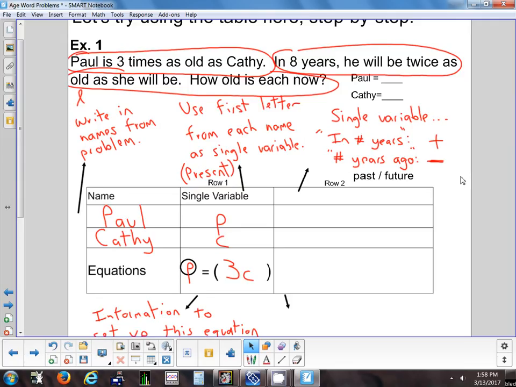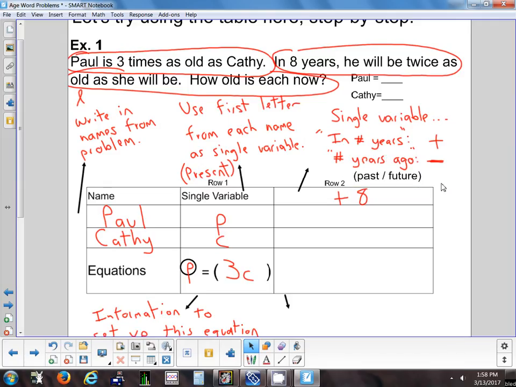Am I adding or subtracting? Adding how much? Add 8. So whatever it says, if it says in 8 years, we put plus 8. If it said in 5 years, we put plus 5. If it said 20 years ago, then we put minus 20 at the top of the row.